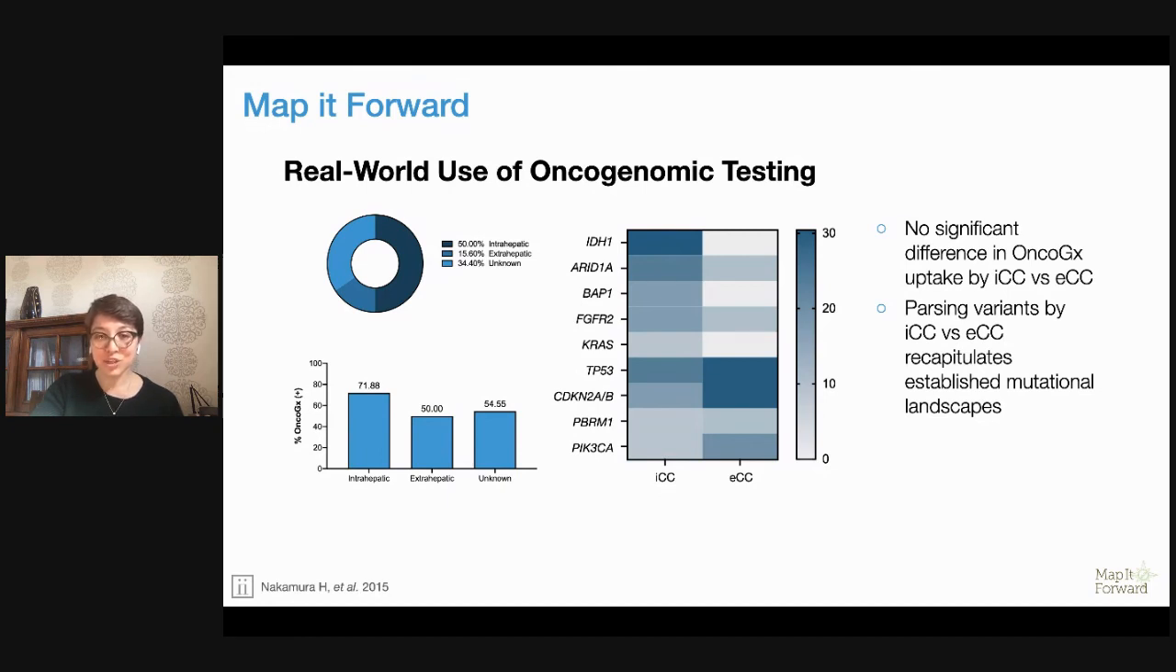And then a subset of genes that were more variable. So they were present in both intra and extrahepatic cholangiocarcinoma. And this pattern has actually been previously demonstrated, showing that within our cohort with commercial testing, we're able to recapitulate these established mutational landscapes for the different classifications.